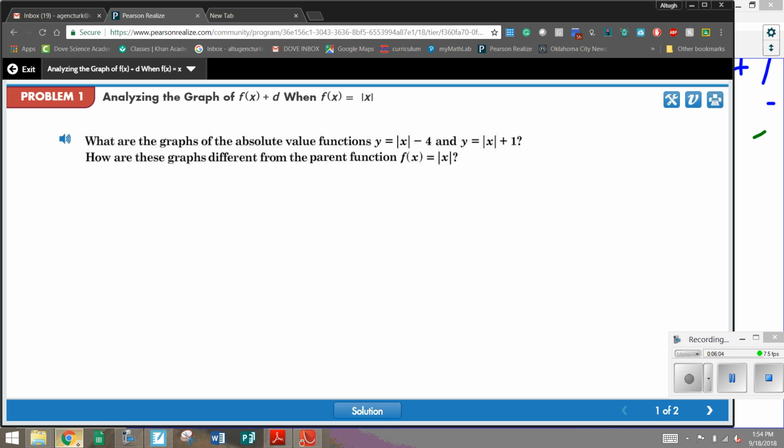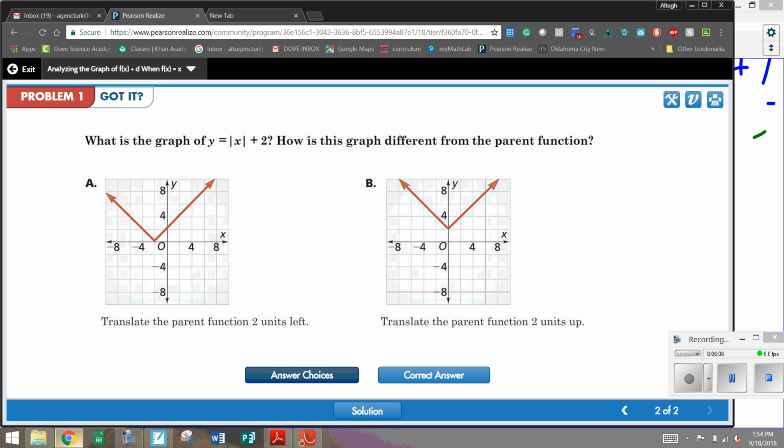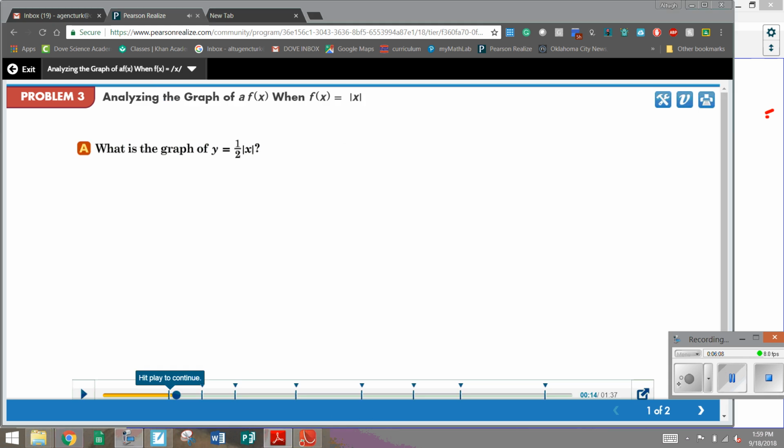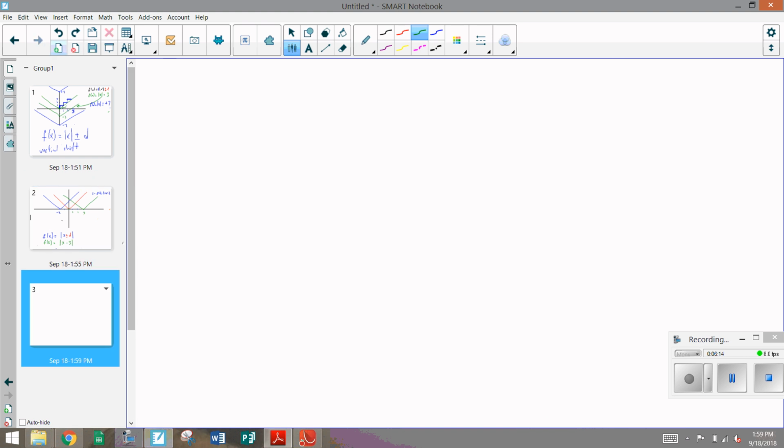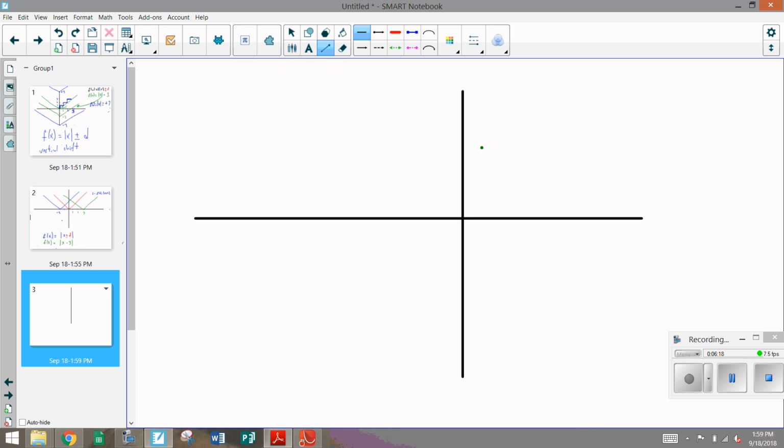Now we have a question here. We're changing the coefficients. So let me put that down on the smartboard. I'm going to draw this one. And first things first, I always draw the parent function. What is the parent function? f of x equals absolute value.